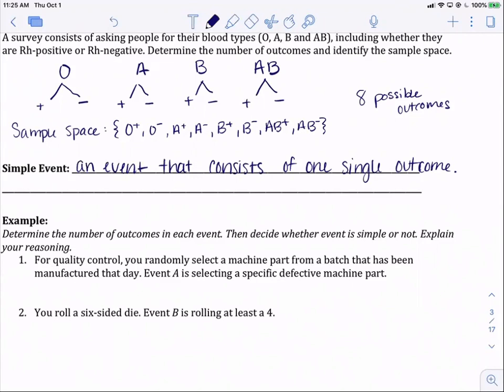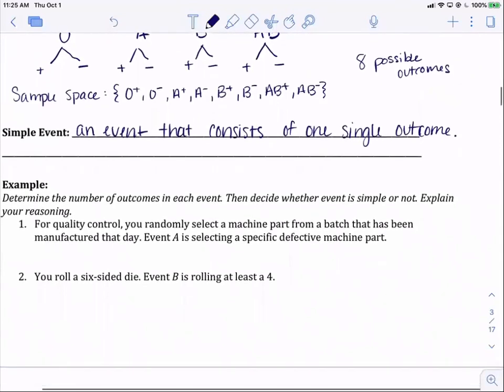So looking at examples of this, determine the number of outcomes for each event, decide whether or not it's simple. So for quality control, you randomly select a machine part from a batch that has been manufactured that day. Event A is selecting a specific defective machine part. How many are you drawing? How many are you picking up? One. Okay, so there's one outcome, which means yes, it is simple.